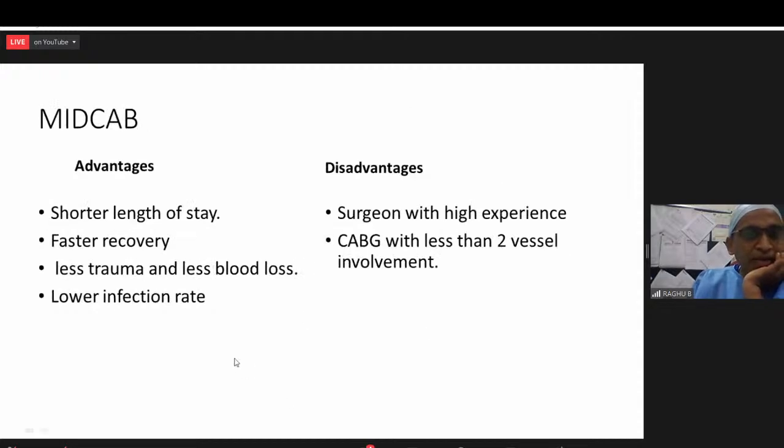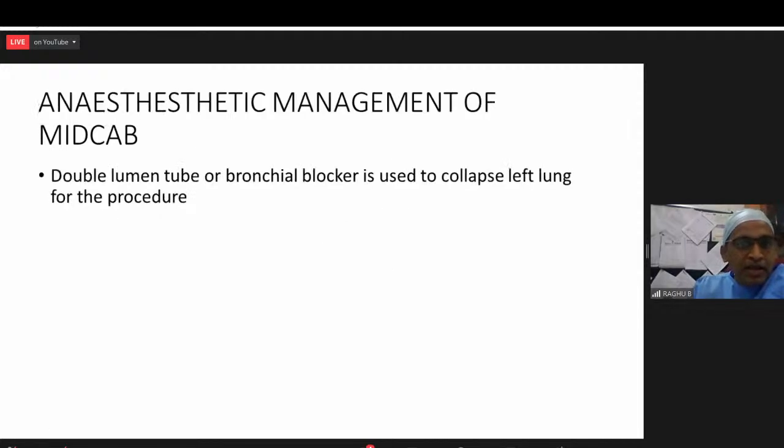Coming to the MIDCAB, the main advantages are a smaller incision, shorter length of stay, faster recovery, less trauma, less blood loss, and lower infection rate. But the major disadvantage is that the surgeon should have very high experience to do MIDCAB, and the grafting usually involves fewer than 2 vessels. If there are more than 3 or 4 vessels involved, it is very difficult to do in MIDCAB.